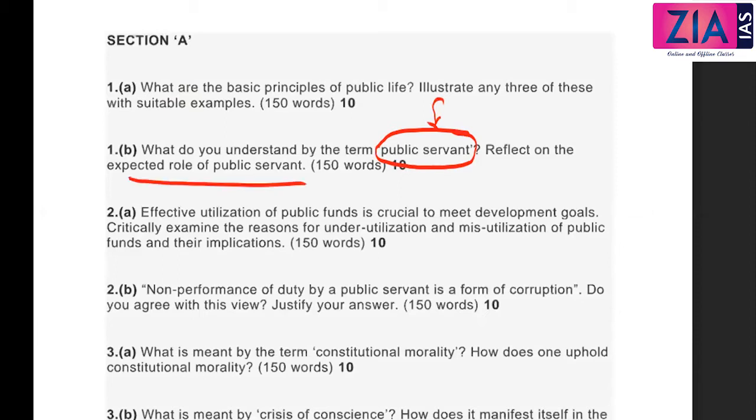Okay, now if you want a theoretical answer, I'll talk about Weber. In fact, a question about Weber was asked before also. So according to Weber, the expected roles of a public servant: first thing is, okay, there is a procedure, and the procedure has to be followed. In fact, rule of law needs to be followed in letter and spirit. So the procedure established by law has to be followed.